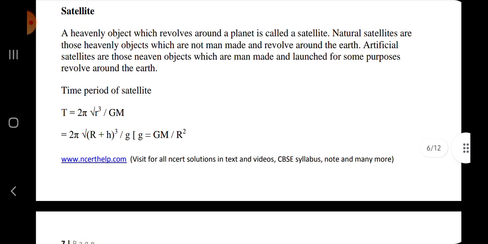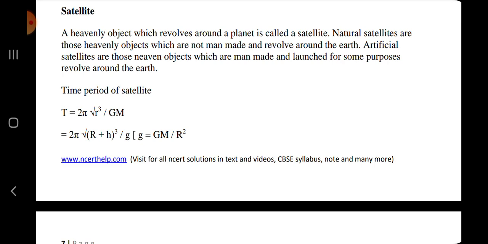Then satellite. A heavenly object which revolves around a planet is called a satellite. Natural satellites are those heavenly objects which are not man-made and revolve around the Earth. Artificial satellites are those heavenly objects which are man-made and launched for some purposes to revolve around the Earth.